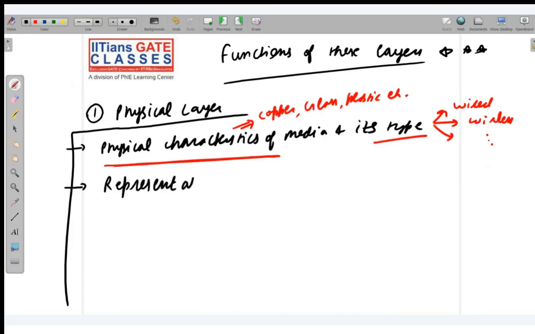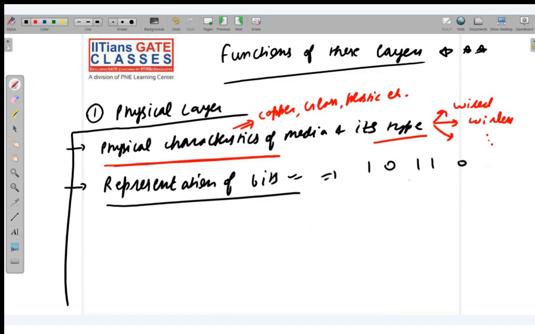Representation of bits. As I have told you a few slides back, the physical layer's main functionality is to convert data into signal. How these signals will look is the basic meaning of representation of bits. For example, in the simplest scenario, you want to transfer 10110. So how will you transfer the signal?